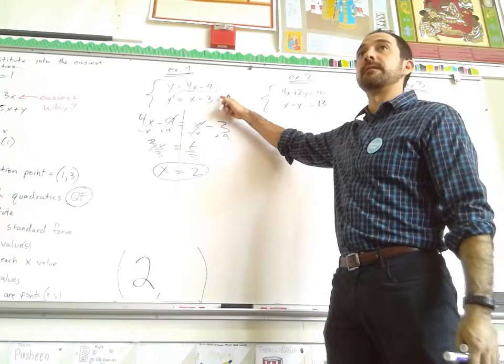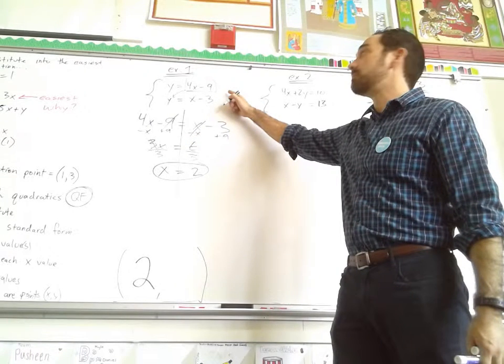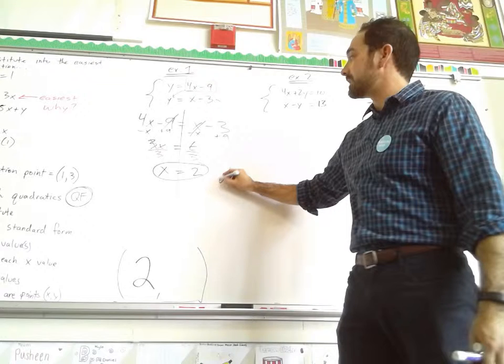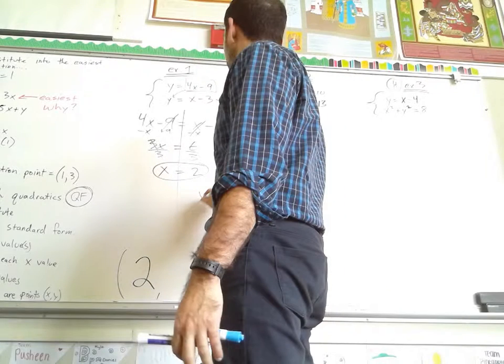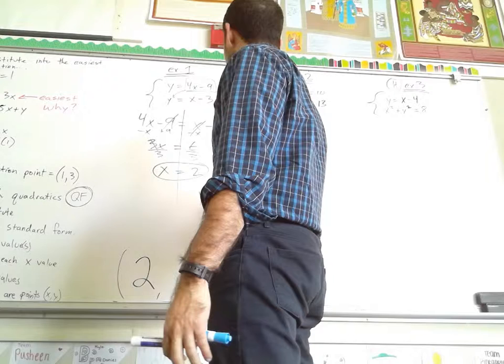Second one, we're going to take that down. You could choose either one. Y is equal to 2 minus 3. Y is equal to negative 1. There's my y. Done.